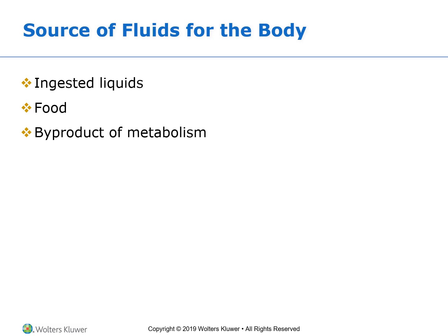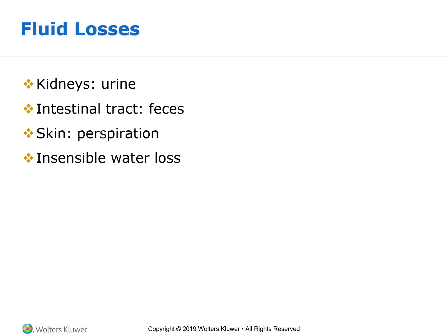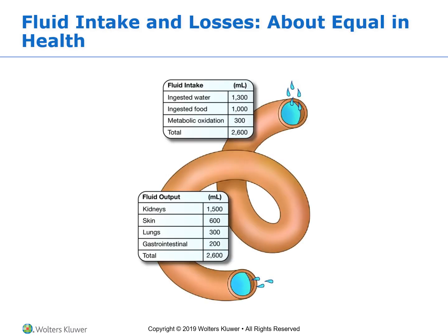Sources of fluids for the body, we can get fluid from a lot of different ways, mainly ingesting food, and through byproducts of metabolism. And remember that fluid is lost through the kidneys in urine, through feces, through skin, perspiration. We have sensible versus insensible. Insensible losses are going to be things like perspiration and respiratory and feces. We can't measure the amount of fluid that we excrete in those areas.